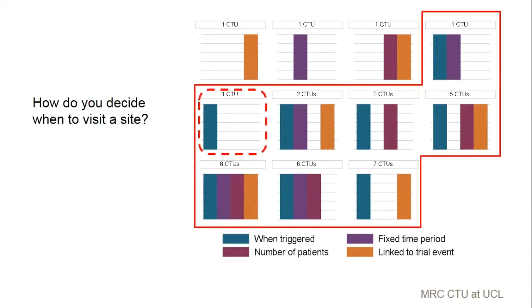And we did another trial where we did triggered monitoring, and we also visited the sites once 10 patients had been recruited. So that's an example of triggered monitoring plus number of patients. So most units are using more than one way to work out when they need to go on site.